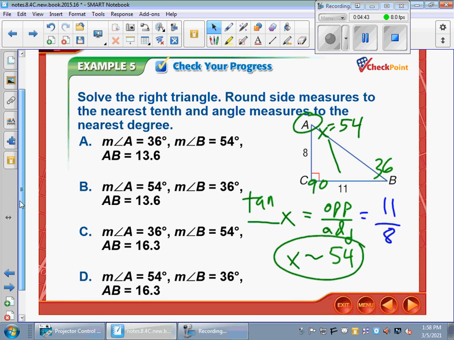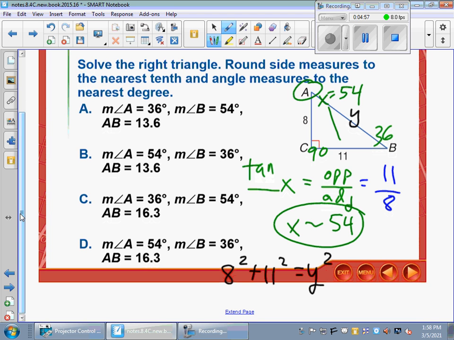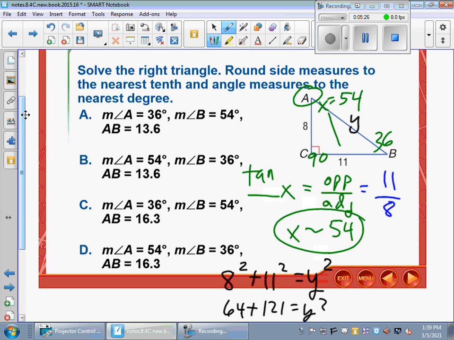Last thing I need to now do is find the missing side. They already gave us 2 sides. So I'm going to go 8 squared plus 11 squared equals, let's call this y. That's what we're trying to find. The hypotenuse. So we're going to call that y squared. 8 squared is 64. 11 squared, 121. That equals y squared. So 64 plus the 121 is 185. Take the square root of the 185. So my y is about 13.6. So when I try to match up what answer that multiple choice question matched with, hopefully we know that that final answer is going to be B.